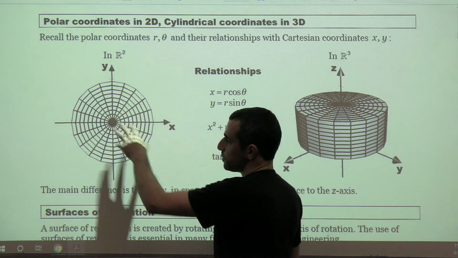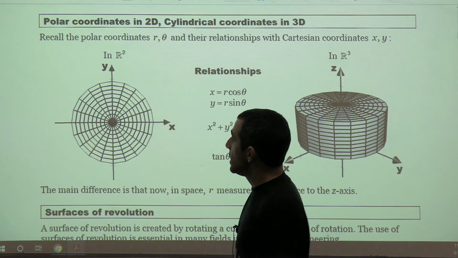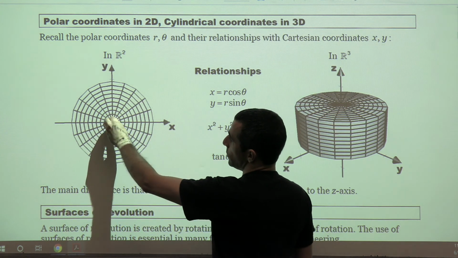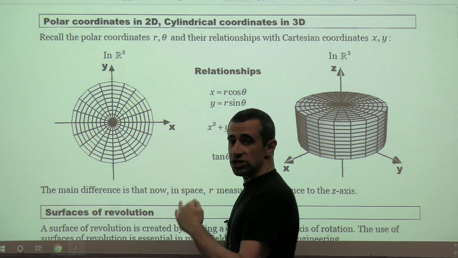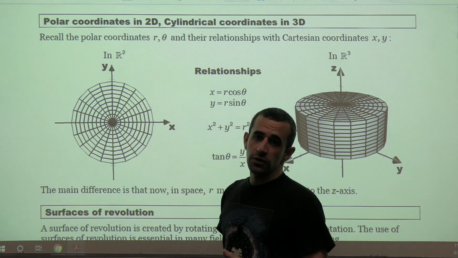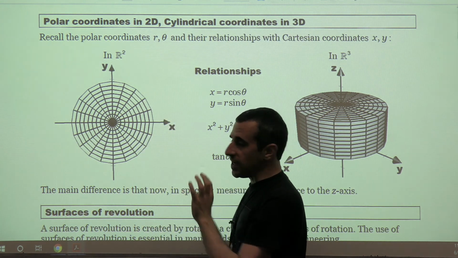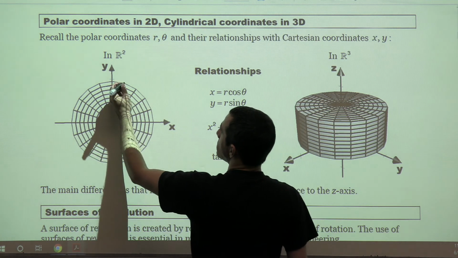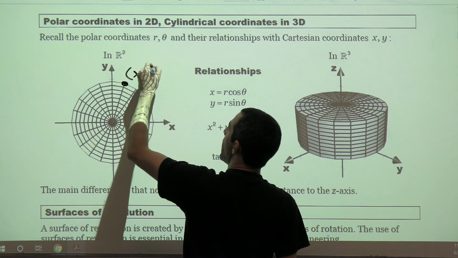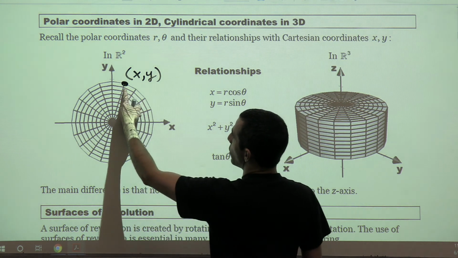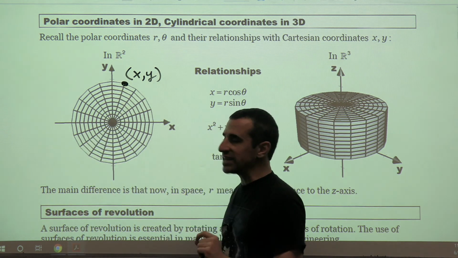And the circles in this picture correspond to constant values of r, which stands for radius. And the rays in this picture, those lines that emanate from the origin, correspond to constant values of theta, which is the angle of rotation around the origin. So let's try to visualize the polar variables r and theta in this picture. Let me pick a point. Let's say I'm looking at this point right here that has Cartesian coordinates x and y. That means that we're x units away from the y-axis and we're y units away from the x-axis.